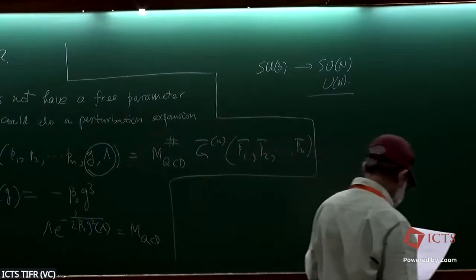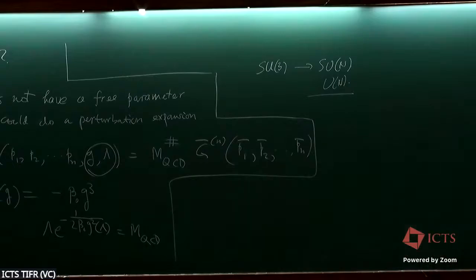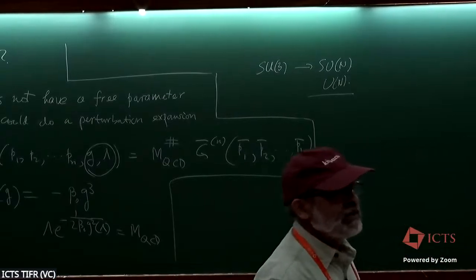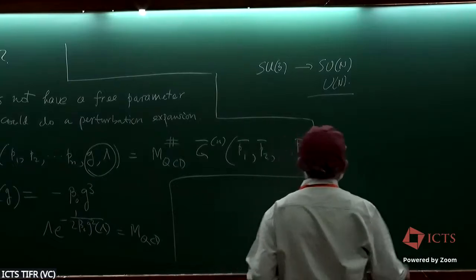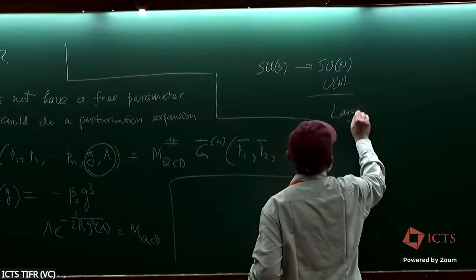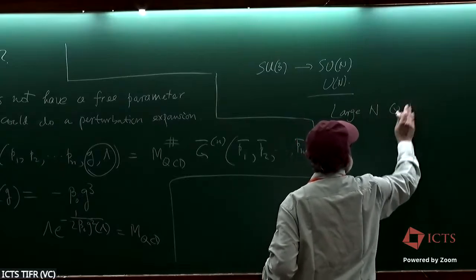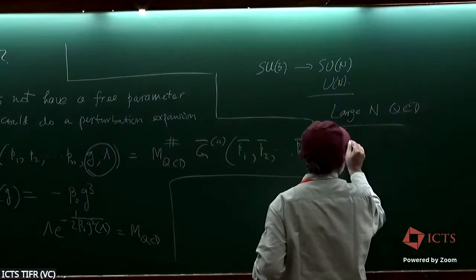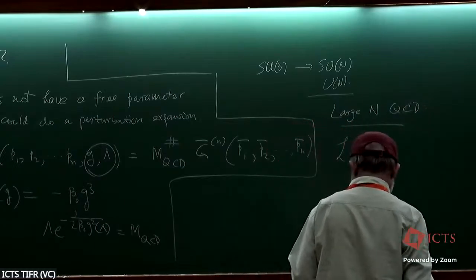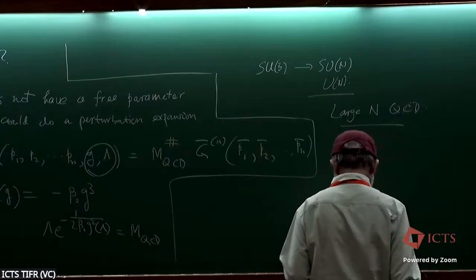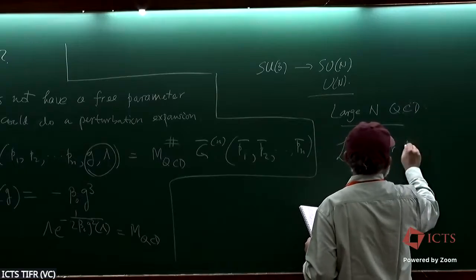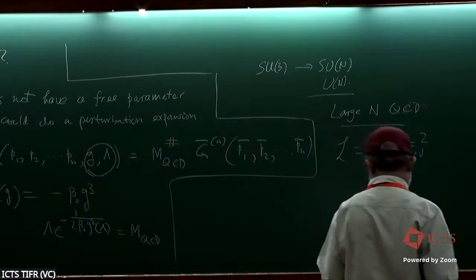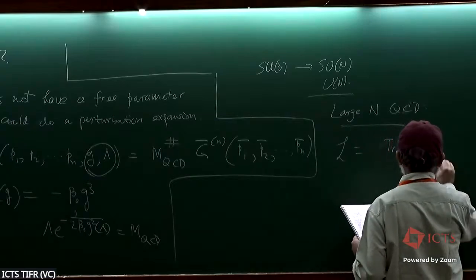I'll go very slowly. I apologize to the experts in this part, because the large N counting that I'm going to do, you should all get. Large N QCD is defined by this. I'm not going to put numerical factors like 1/4 and so on. It's a mean square, and I'm not going to be careful about signs either.